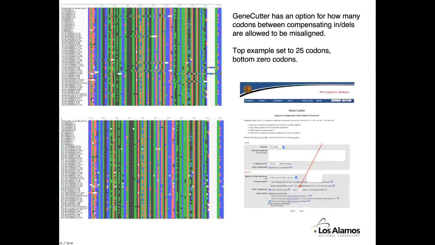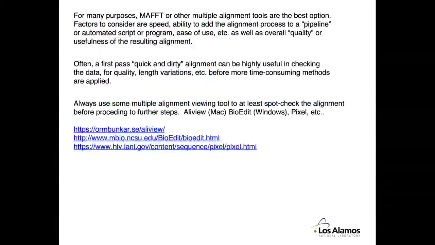For most purposes, MAFFT and other multiple alignment tools are the best option. They're faster than Gene Cutter. They can be scripted in. Gene Cutter requires you to interact with the website, enter your email address to get the result mailed back to you, and so on.